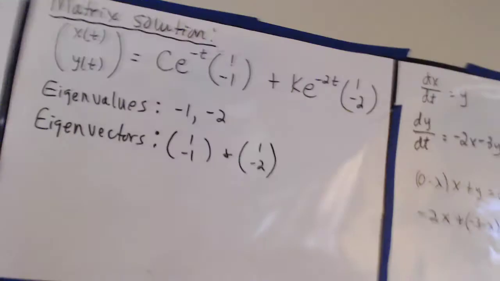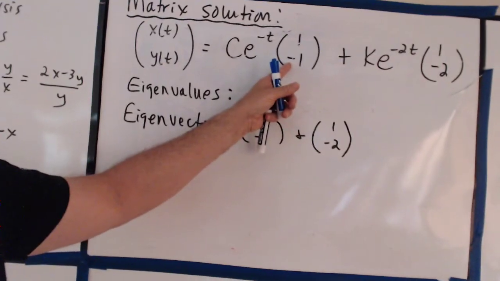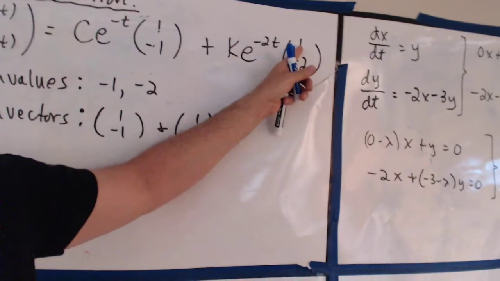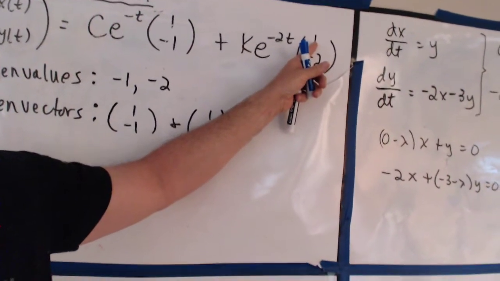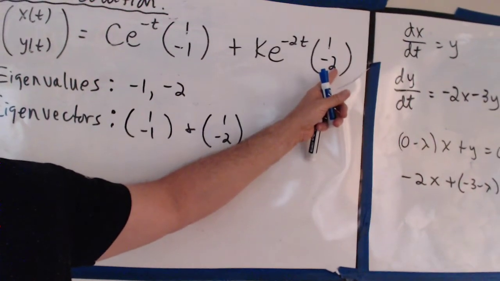Remember the eigensolution of y equals negative x? So if x equals 1, y would have to equal negative 1. And then likewise over here, this came from the eigensolution, the straight line solution, y equals negative 2x. So if x equals 1, y would have to equal negative 2.